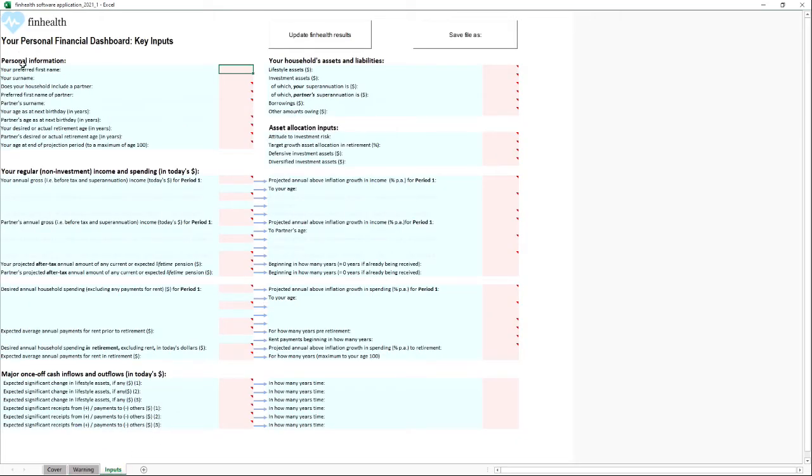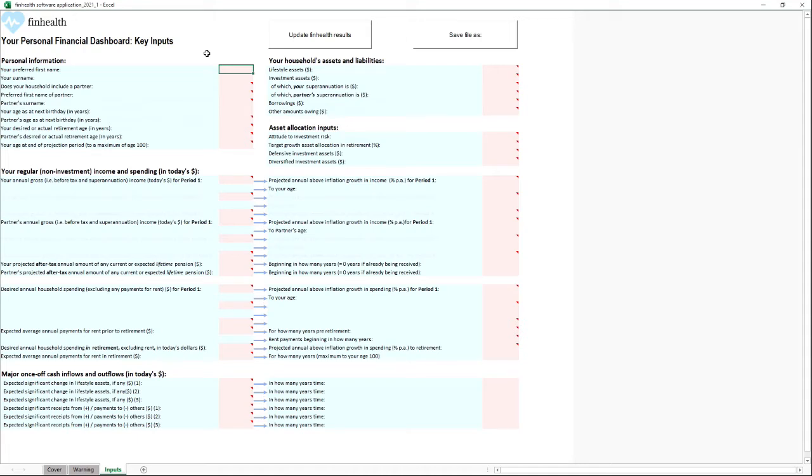1. Personal information. 2. Your household's assets and liabilities. 3. Asset allocation inputs. 4. Your regular, that is non-investment income and spending in today's dollars. And 5. Major once-off cash inflows and outflows in today's dollars. We'll go through each in turn, as if we are Peter Barber doing the analysis.